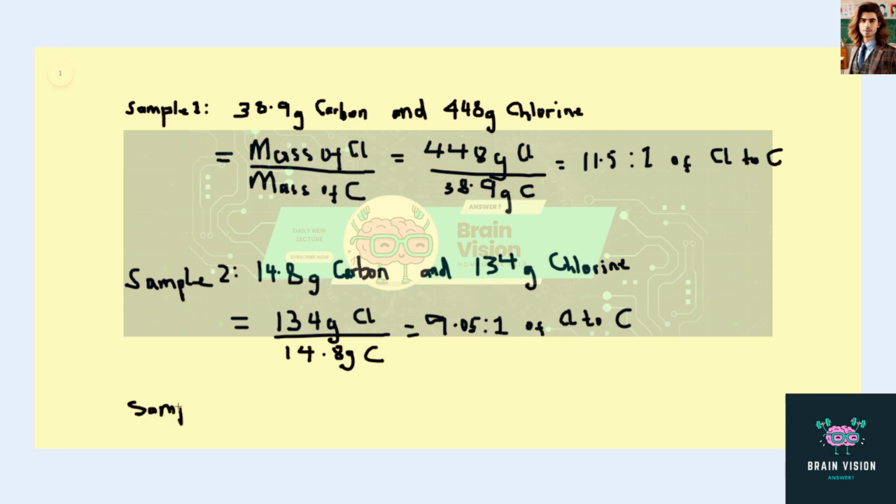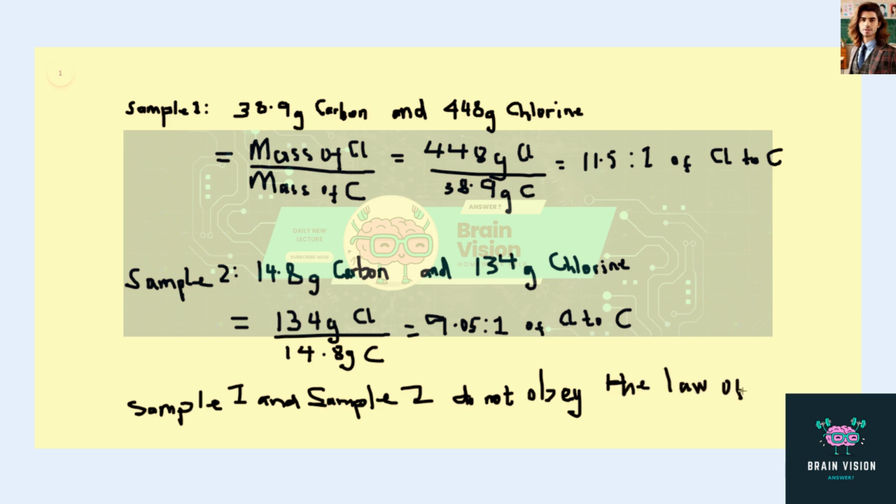And given that these two ratios do not match each other, we can say that these two samples, sample 1 and sample 2, do not obey the law of definite proportions.